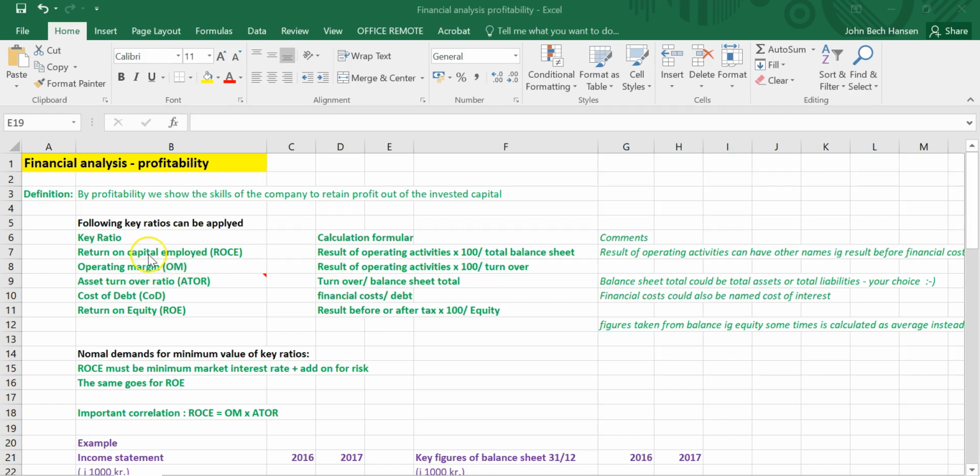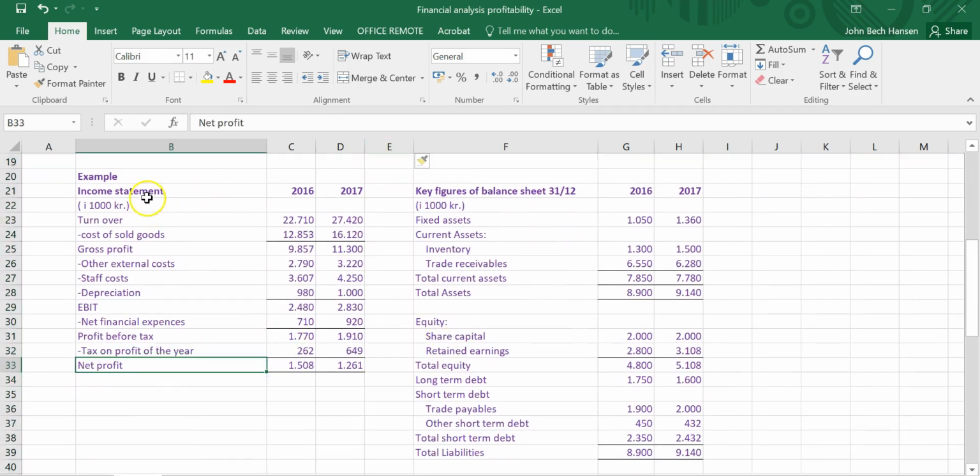The one important thing here, or the most important key ratio, is return on capital employed, ROCE. It is telling the profit that we make, earnings before interest and tax, compared to the total investment shown in the balance sheet. And I have here below a typical income statement and a typical balance sheet, and here you can see what is invested totally in the company, total assets, total liabilities.